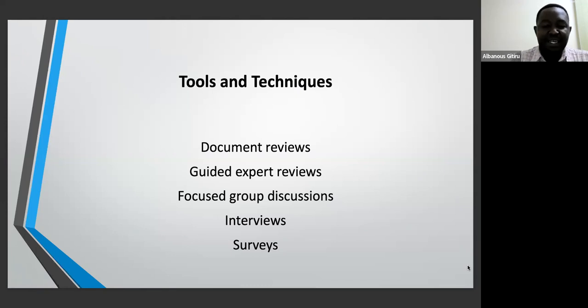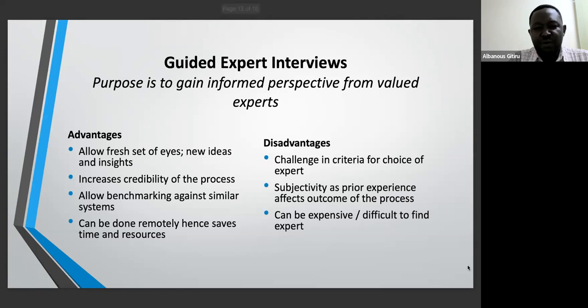Let's go to the next slide. We get a bit now into understanding these techniques and methods. The guided expert interviews, as I said, the purpose is to gain informed perspective from valued experts, and it has its advantages, it has its disadvantages, so it's up to you to see what method, what technique would work well for the kind of intervention you're getting yourself into.